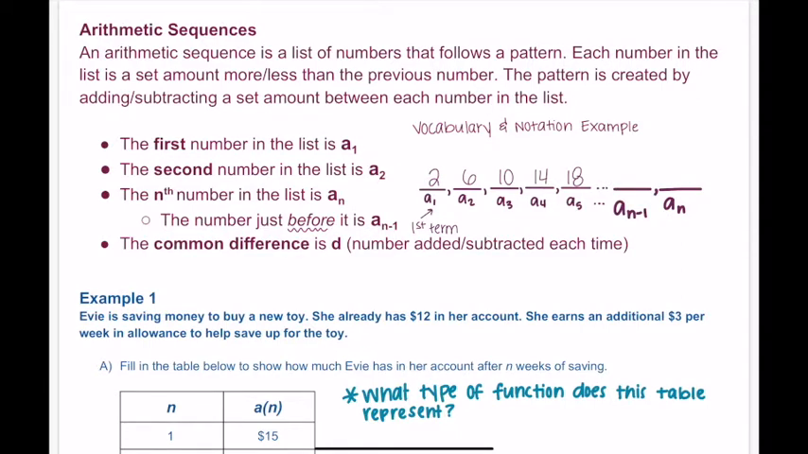In this list that I've given you, there is a pattern between each number. From 2 to 6, if we're adding or subtracting, we would be adding 4. 6 to 10, and so on. So that number that you're adding or subtracting is called the common difference, or the D value. So D, in this case, is 4.